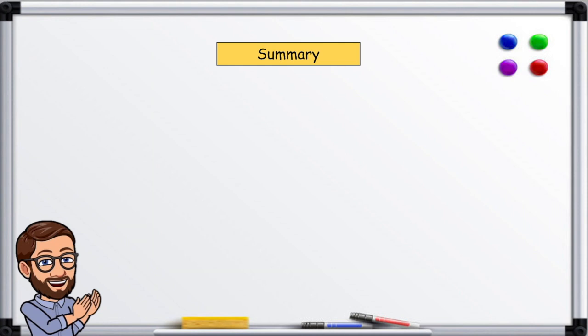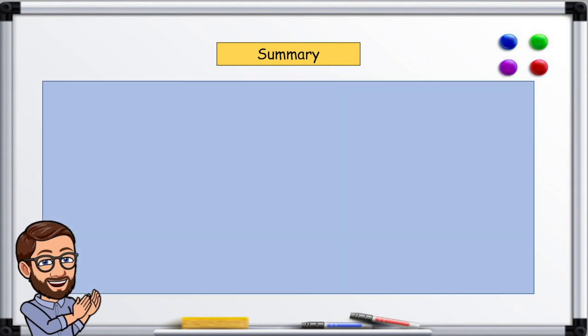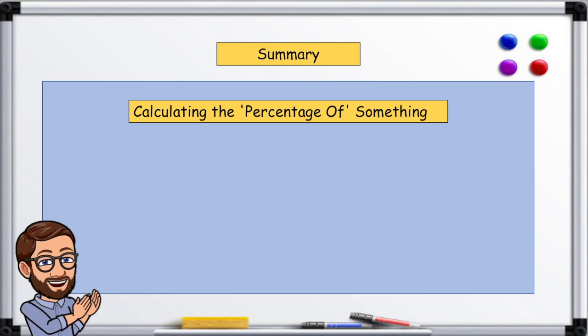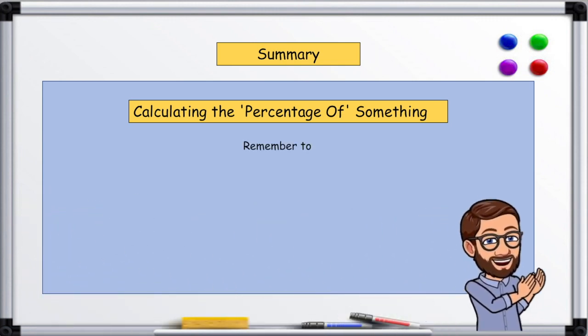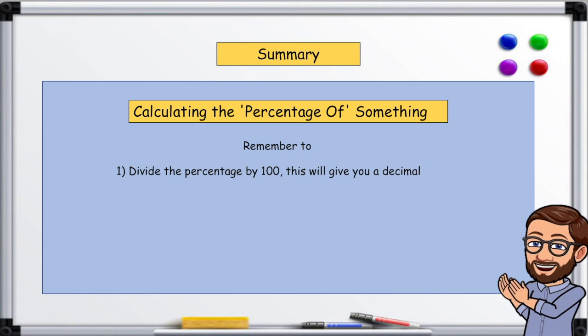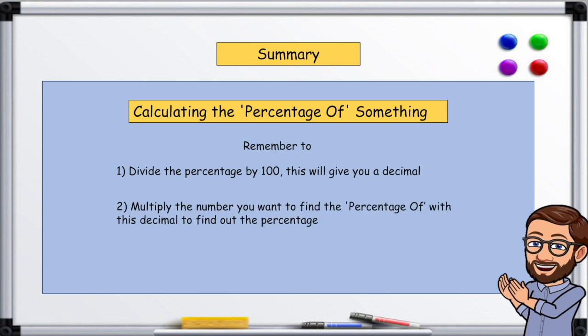In summary, calculating the percentage of something. Remember to divide the percentage by 100. This will give you a decimal. Multiply the number you want to find the percentage of with this decimal to find out the percentage.